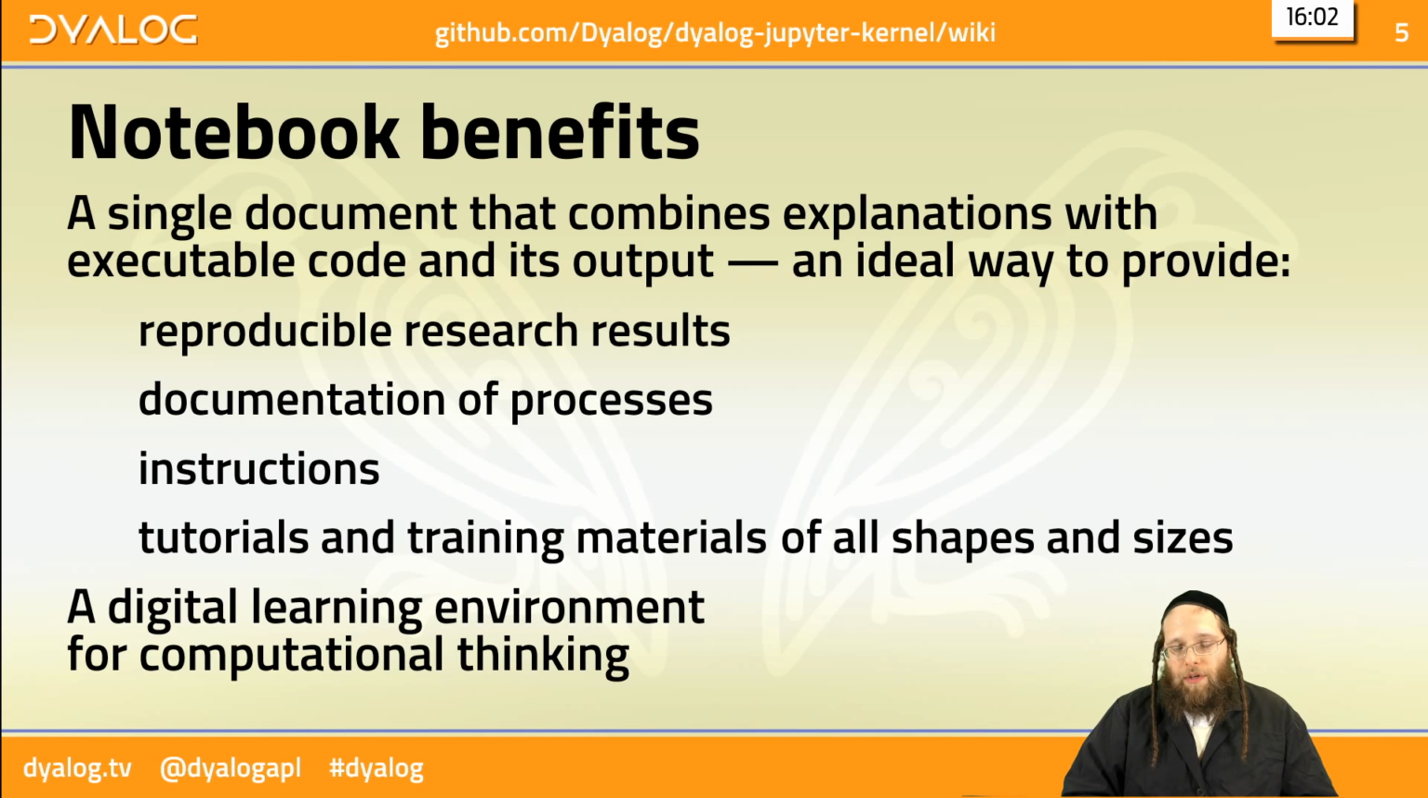So this is good for, say, research papers. It's good for explaining how you do things, how you got to a result. It's good for instructing people on how to do things, whether it is a way to calculate certain things, how to use a certain tool, or even just using the programming language itself. So it can be used for training and information purposes.